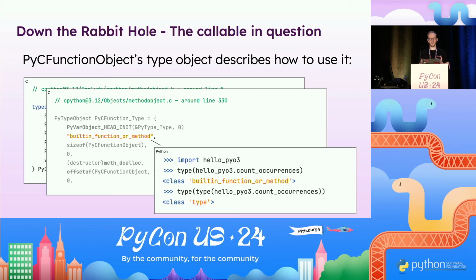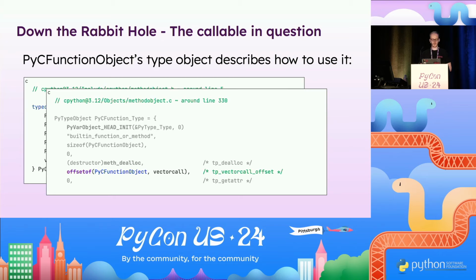And this is what we call the slot name. And so if you were to import that function, hello PyO3.counterCurrencies, and ask for its type, the thing that gets printed back to you is class built-in function or method. And that's coming from right here in this definition of the type of PyC function. Another slot, which is interesting here, is the vector call slot, which is the one which is telling the Python interpreter where to look to go get that vector call resolved.